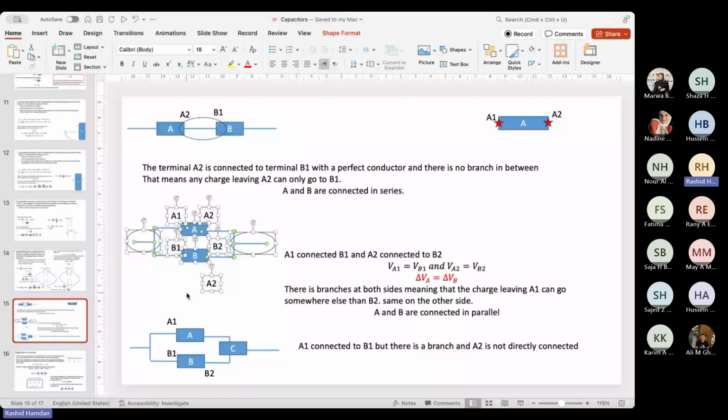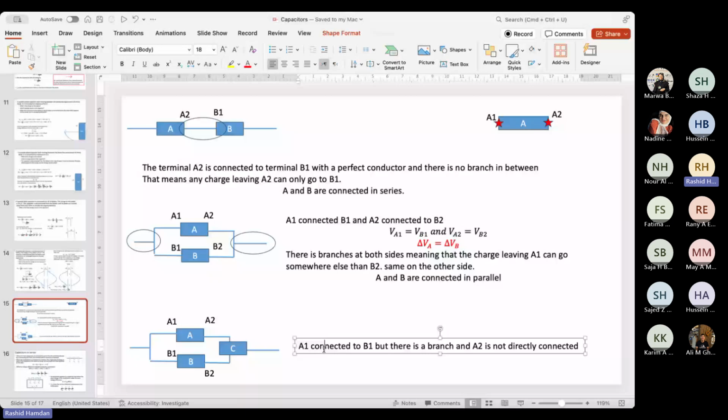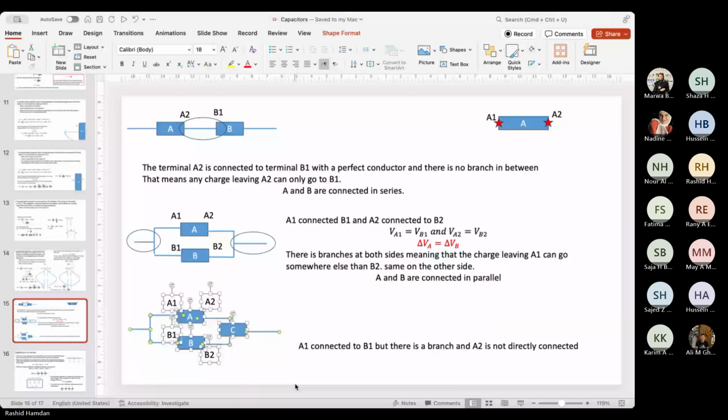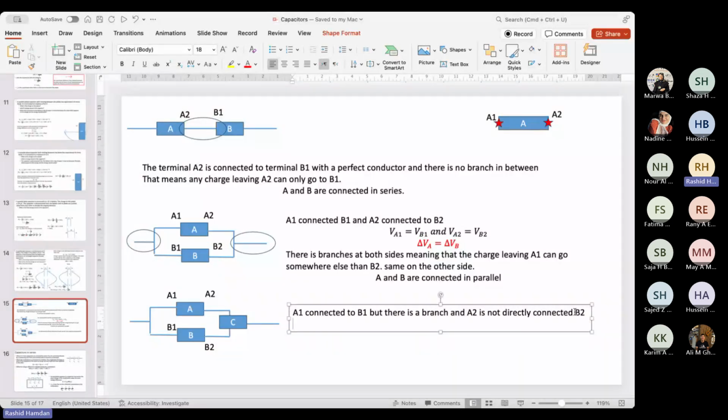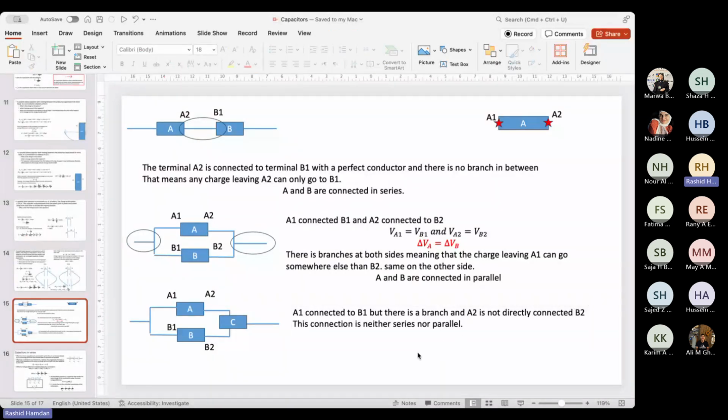So here we have A1 connected to B1, but there is a branch. So the charge that leaves A1 is not necessarily going to go to B1. And A2 is not directly connected to B2. So this connection is neither series nor parallel. Okay, so I have a combined connection. Now we see how we resolve these connections.